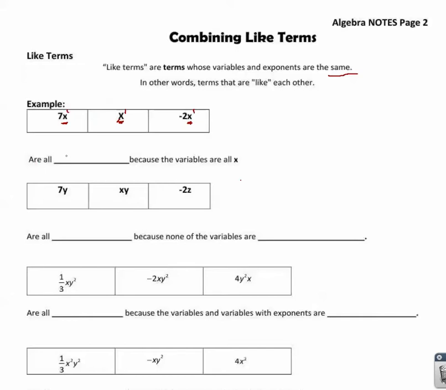So these are all like terms because the variables are all x. 7y, xy, and negative 2z are all not like terms because none of the variables are the same.